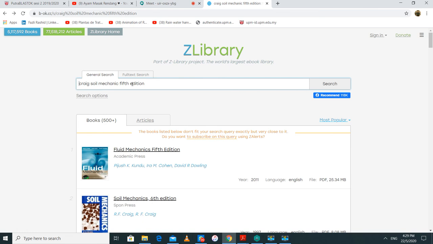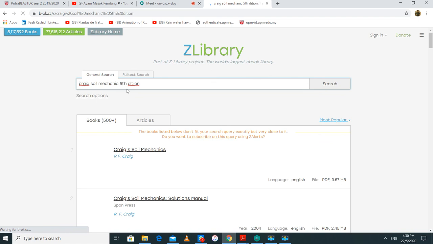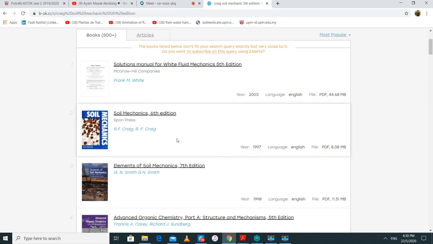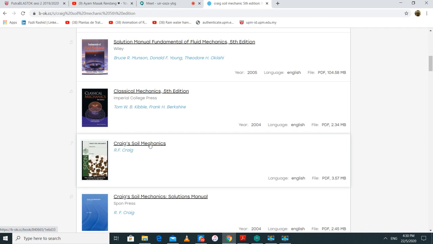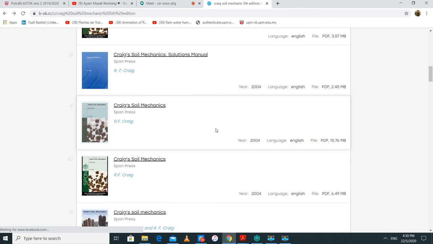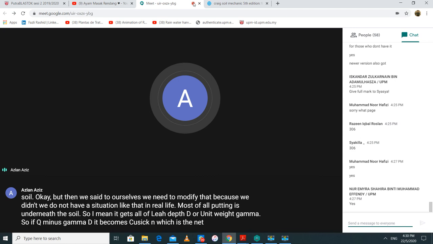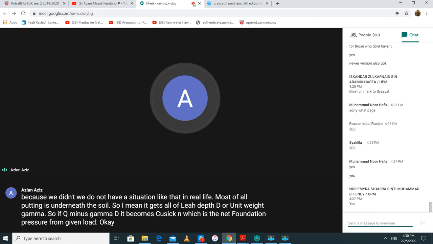Again, the gamma D is because we initially got the equation by assuming that the foundation footing was always on the surface of the soil. But then we said to ourselves, we need to modify that because we do not have a situation like that in real life. Most of our footing is underneath the soil, underneath a soil layer of depth D of unit weight gamma. So if Q minus gamma D, it becomes Q sub N, which is the net foundation pressure from the given load. Okay, guys? I hope you're okay.